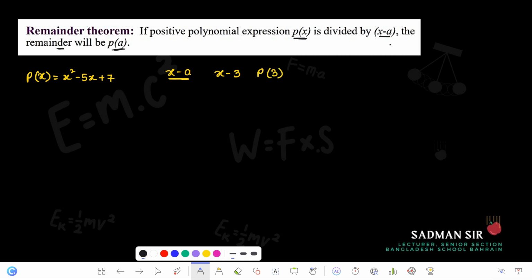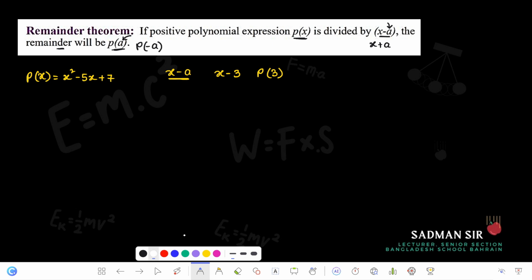One thing I want you to notice: if there is minus a here, it will be positive a, like p of positive a, not negative. If we divide it by x plus a, then what will be the remainder? P of minus a. Now let us try to prove it, whether it is true or not. How can we check? Let us do the division and see.